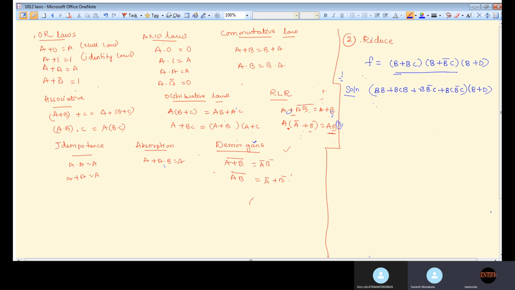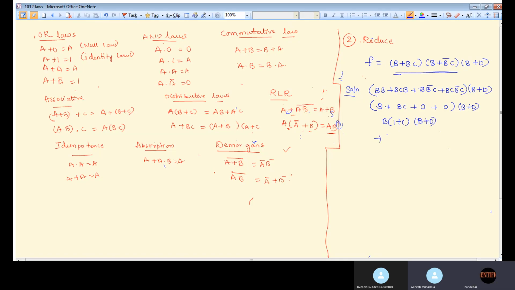Okay. So BB you can write it as B. Okay, BCB you can write it as BC plus BB bar C is equal to 0. BB bar, BC B bar C, this will be equal to 0, into you will get B plus D. Okay. So finally, B into 1 plus C, and write B plus D.